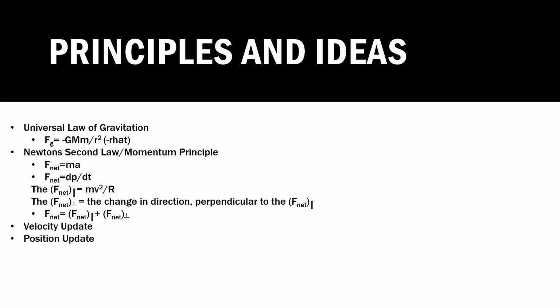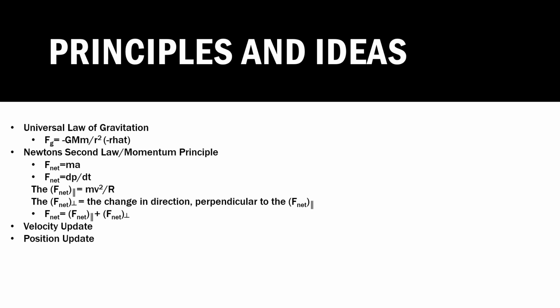A couple of the main principles and ideas that we will be using for this lab are the universal law of gravitation, also known as Fg, which is equal to -G times the masses over r squared times r hat. Along with this, we have Newton's second law and the momentum principle, which are F net is equal to ma, or F net is equal to dp over dt. We also must take into account F net parallel, which is mv squared over r, and F net perpendicular, which describes the change in direction, which is perpendicular to the F net parallel. These two forces, F net parallel and F net perpendicular, add together to give us the total force.